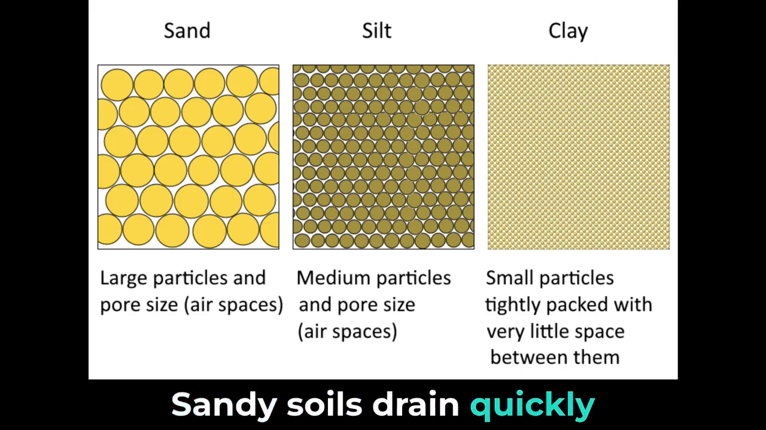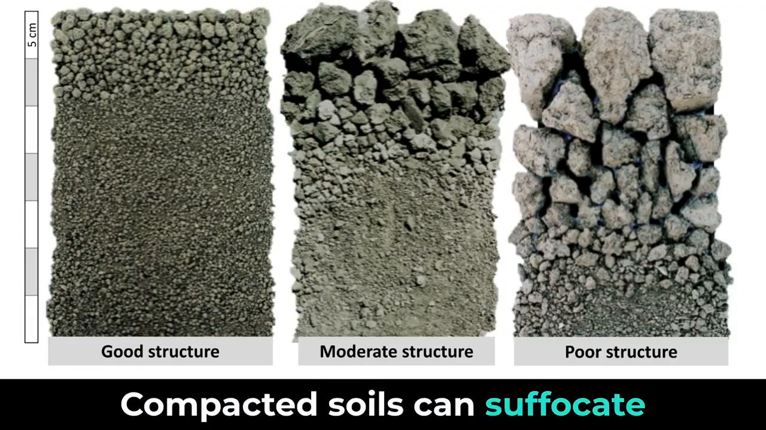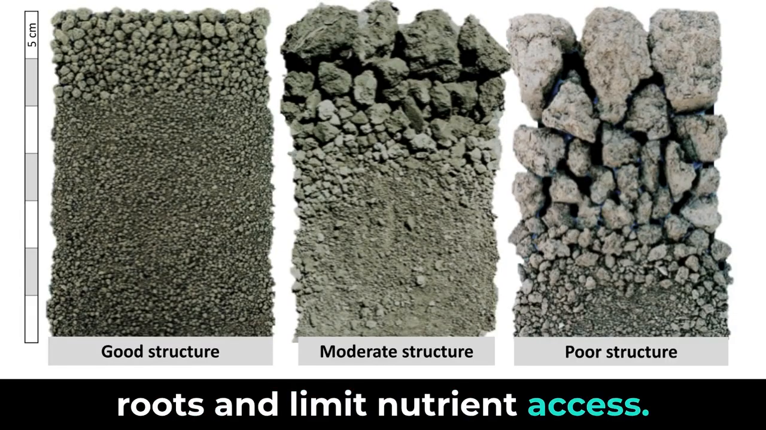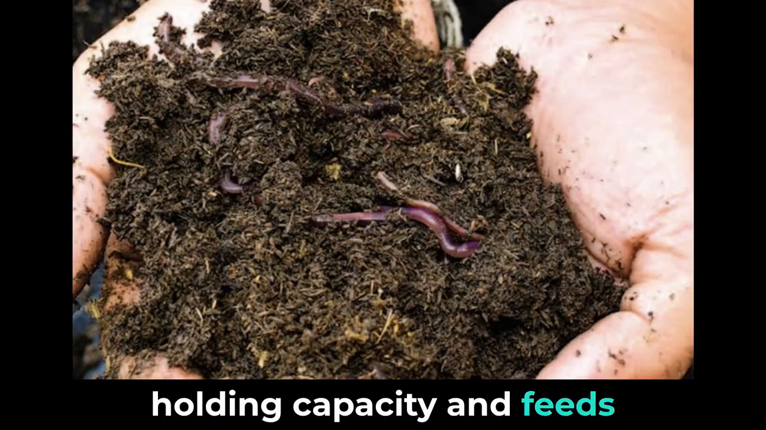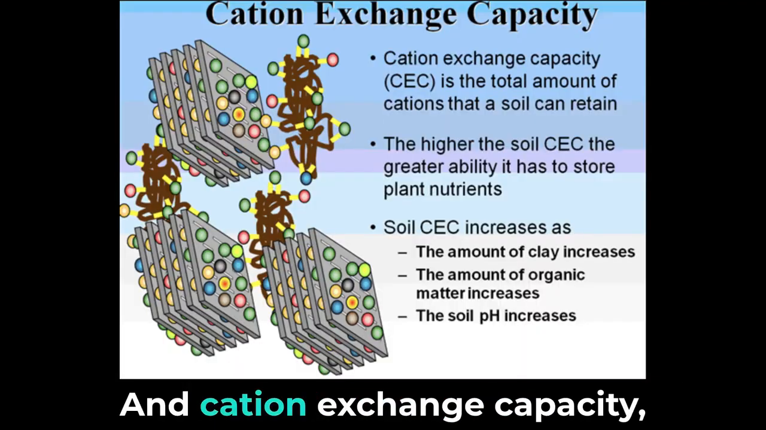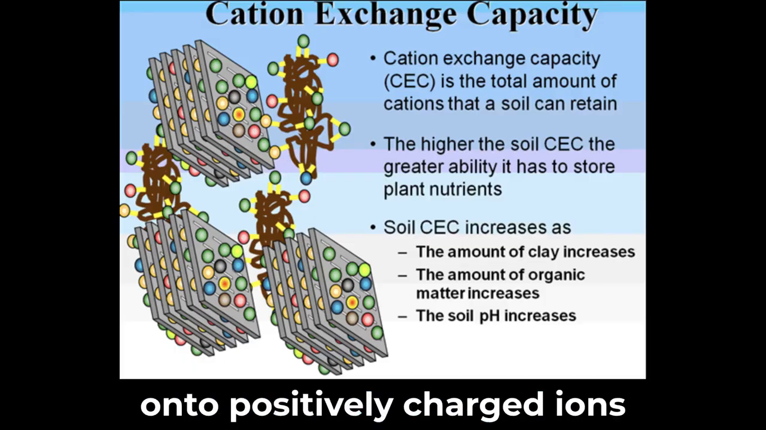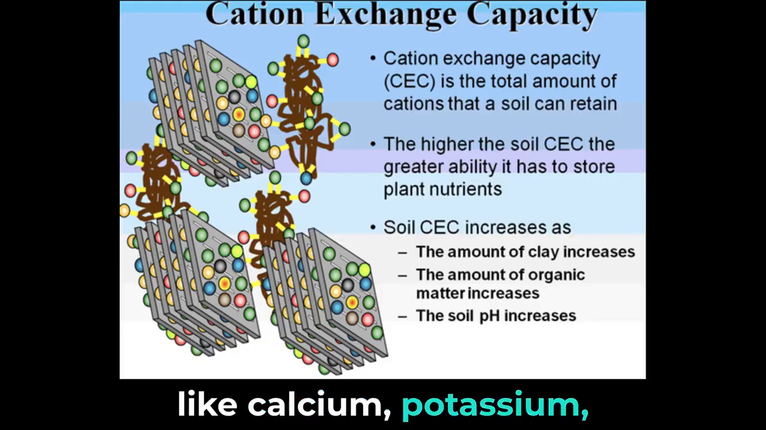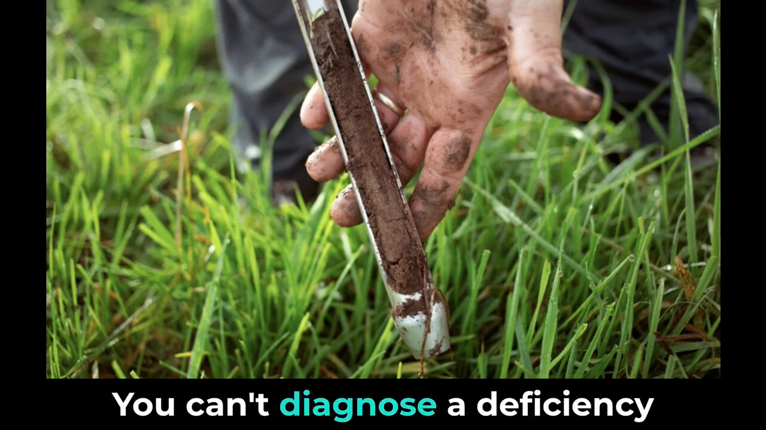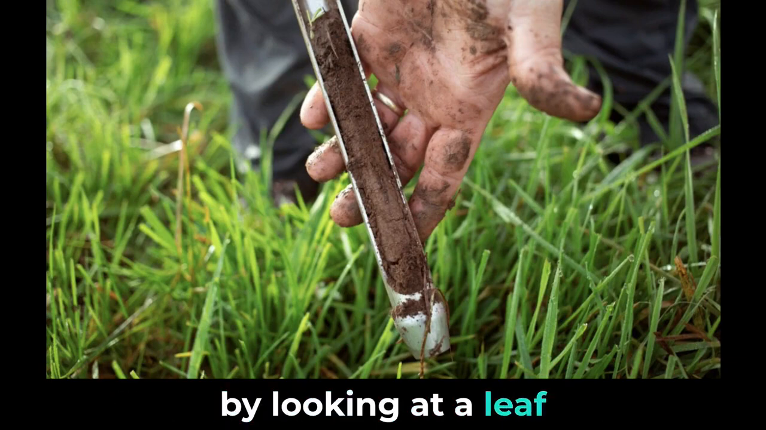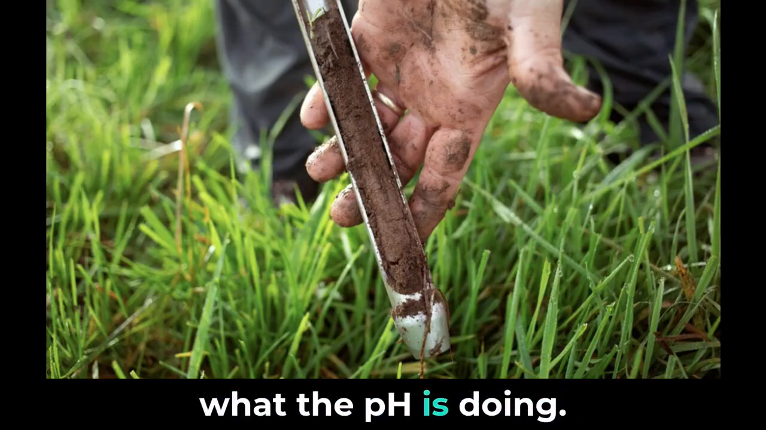Other important soil characteristics include texture. Sandy soils drain quickly and may leach nutrients. Structure. Compacted soils can suffocate roots and limit nutrient access. Organic matter improves nutrient holding capacity and feeds soil microbes. And cation exchange capacity. This is a soil's ability to hold on to positively charged ions like calcium, potassium, and magnesium. That's why soil testing is non-negotiable. You can't diagnose a deficiency by looking at a leaf and guessing. You need a lab analysis to know what's in the soil and what the pH is doing.